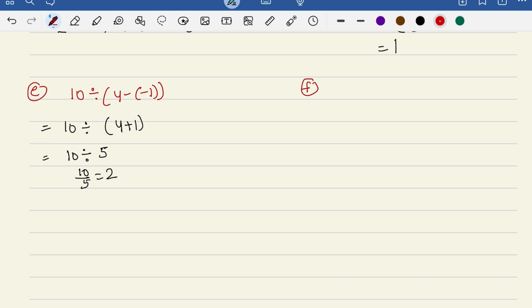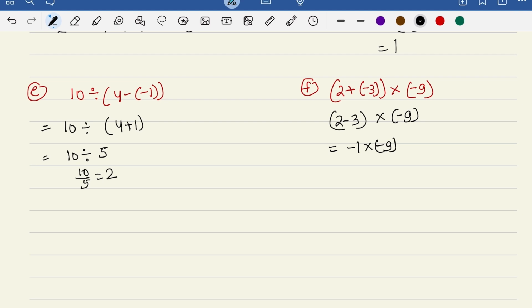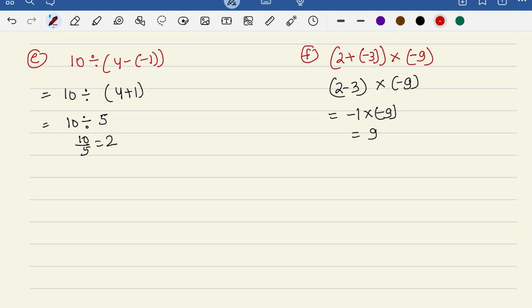F part. 2 plus minus 3, then again it is covered by bracket, times minus 9. So 2 plus minus 3 would be 2 minus 3. It is bracket, so we have to solve it first. 2 plus minus is minus, so 2 minus 3 times minus 9. 2 minus 3 is minus 1 and minus 9. Minus times minus is plus, so it would be 9.